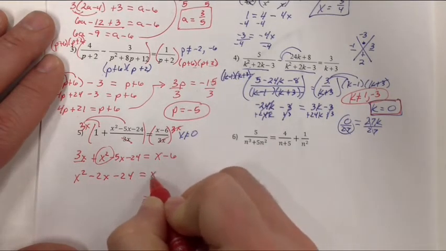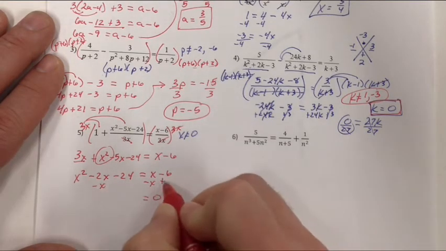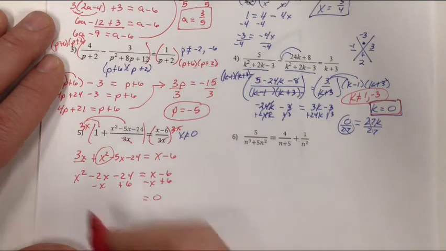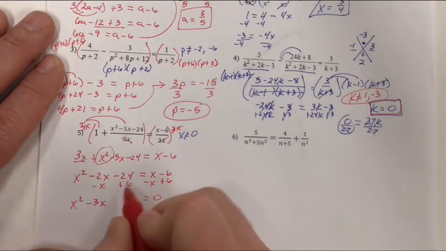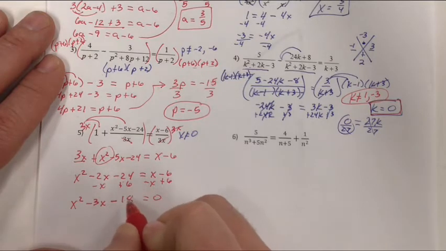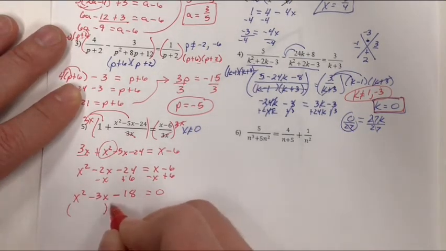But that still equals x minus 6, so I have to subtract x from both sides, and I have to add 6 to both sides, which turns this into x squared minus 3x minus 18 equals 0. Now, I could solve this a lot of different ways, but the easiest way to start with is to check and see if it factors. And this one does factor.